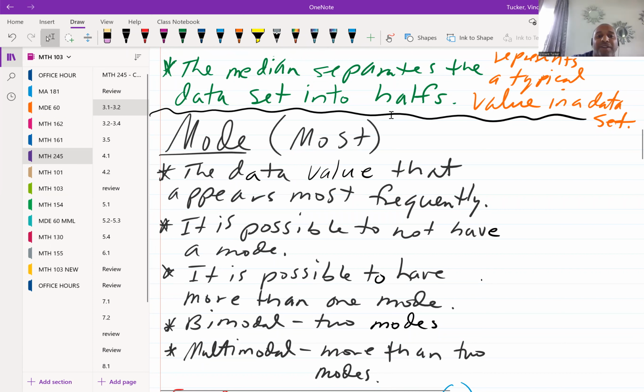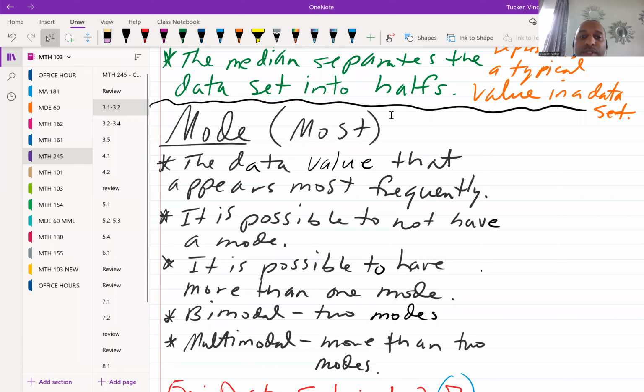Okay, not a problem. So mode, think about most. The data value that appears the most frequently will be your mode. It is possible not to have a mode. It is possible to have more than one mode, depending on if you have a large enough data set. Bimodal means you have two modes. Multimodal means you have more than two modes.